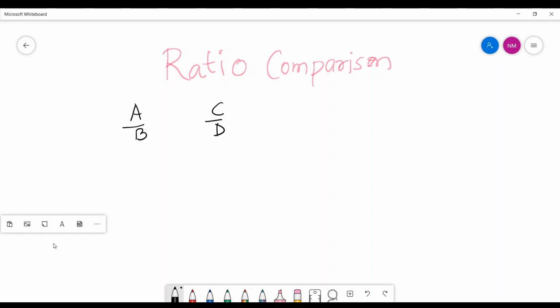So, as we all know, the value of a ratio is directly proportional to its numerator, and it is inversely proportional to its denominator. That means when the numerator increases and the denominator remains the same, the ratio value will increase. And if the numerator value remains the same and the denominator increases, the value of the ratio will decrease, right?